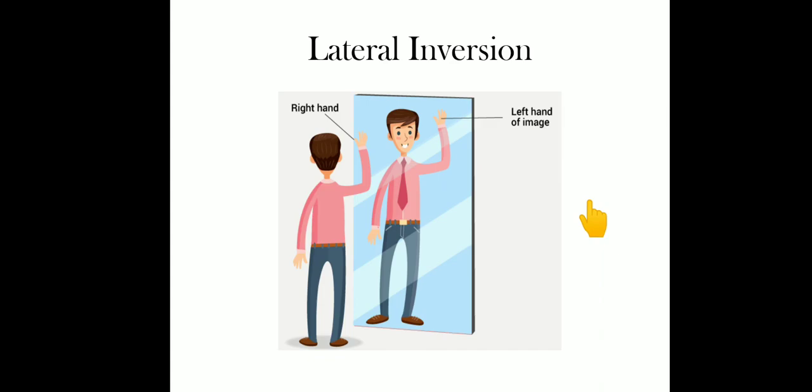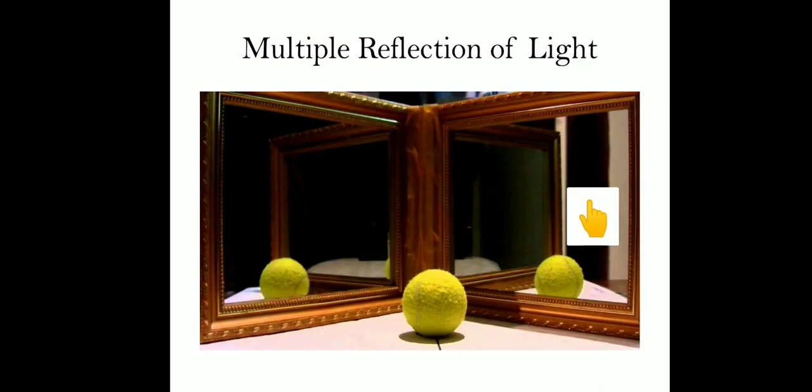So if you want to define lateral inversion, you can write: when an image is formed in a mirror, the left side of the object appears at the right side of the object and vice versa. This phenomenon is called lateral inversion. Okay, this is also interesting. You can see through a mirror multiple reflections. Here you can see in this picture that one ball is kept between two mirrors, and we are able to see two images of the ball.